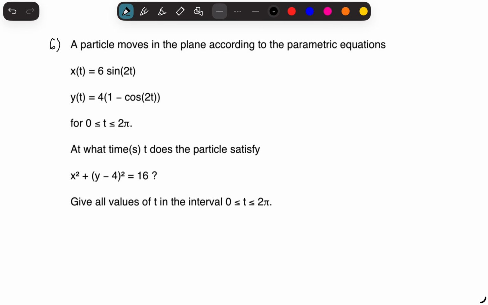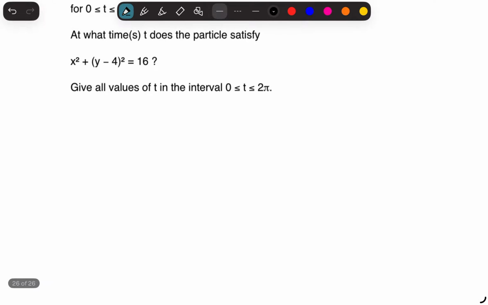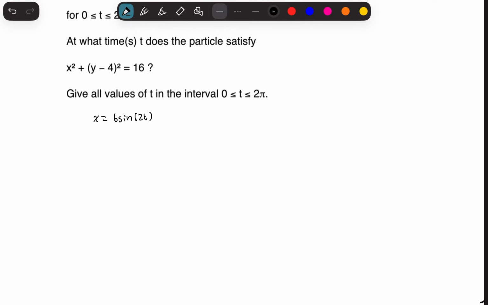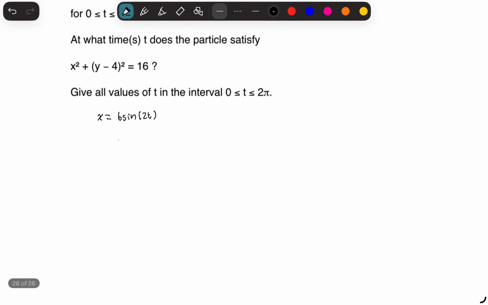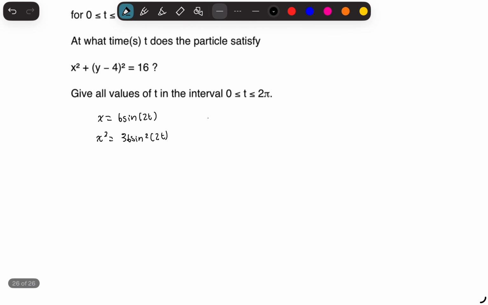x squared plus (y minus 4) squared is equal to 16? Give all the values of t in the interval 0 is less than or equal to t is less than or equal to 2 pi. Our first step is we are going to take x is equal to 6 sine 2t, and we're going to substitute the parametric equation. So this is going to become, now for y.